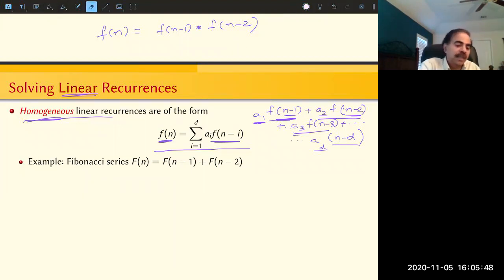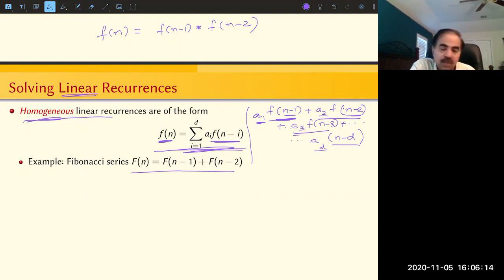Okay, but anyway, the main point is that as long as you can write the equation in this form, you are going to be able to use this method. Let's do that for the Fibonacci series that we wrote down before. This is the Fibonacci series we saw in the last class. So f of n equals f of n minus 1 plus f of n minus 2. So that's a homogeneous linear recurrence as per this definition, right? Instead of having so many terms, we just have two terms, but otherwise, it is an equation.